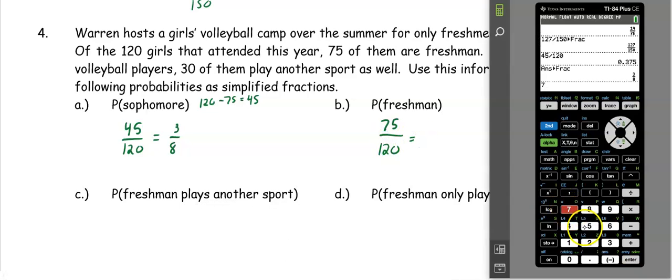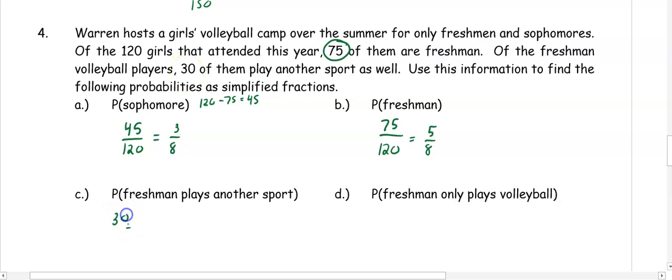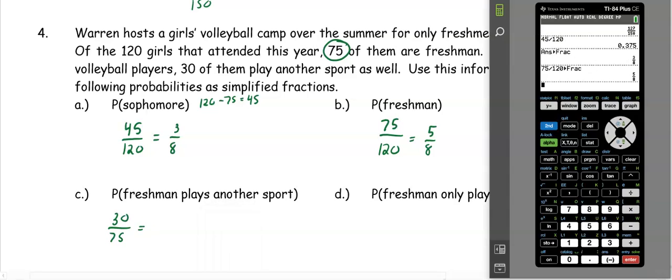To find the probability of them being a freshman, there were 75 that were freshmen out of 120 volleyball players. So 75 divided by 120, math, enter, enter, and that gets us 5/8. So looking at just the freshmen, where there are 75, how many of them play another sport? So we had 30 that play another sport as well out of the 75 freshmen, because we're only looking at freshmen in this problem.